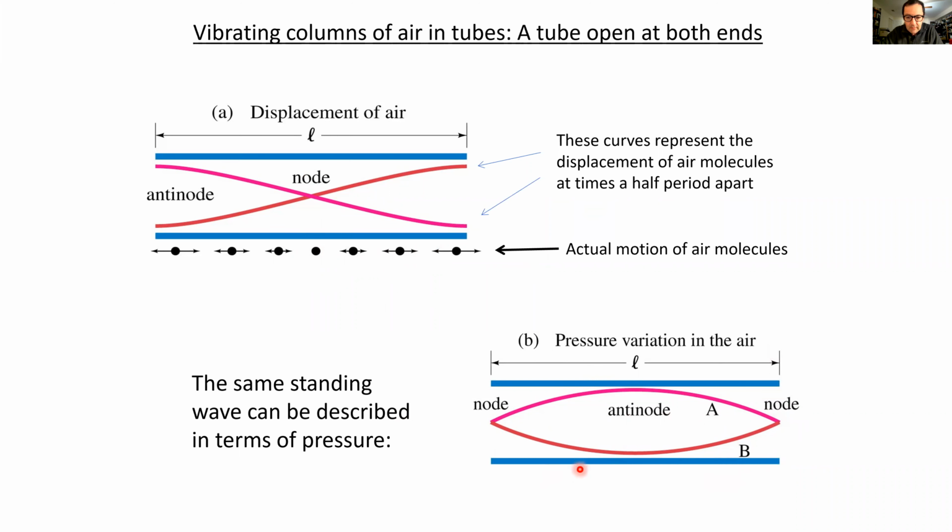Okay. So this is the same phenomenon, just depicted in two different ways. This one shows you the motion of the particles. These lines represent the motion of the particles back and forth. And in this diagram, it shows you the pressure variation on the inside. Same phenomenon, different ways of showing it. I'm going to stick with this one. So never mind this description in terms of pressure. Let's talk about this one. So I'm going to draw pictures that look like this.